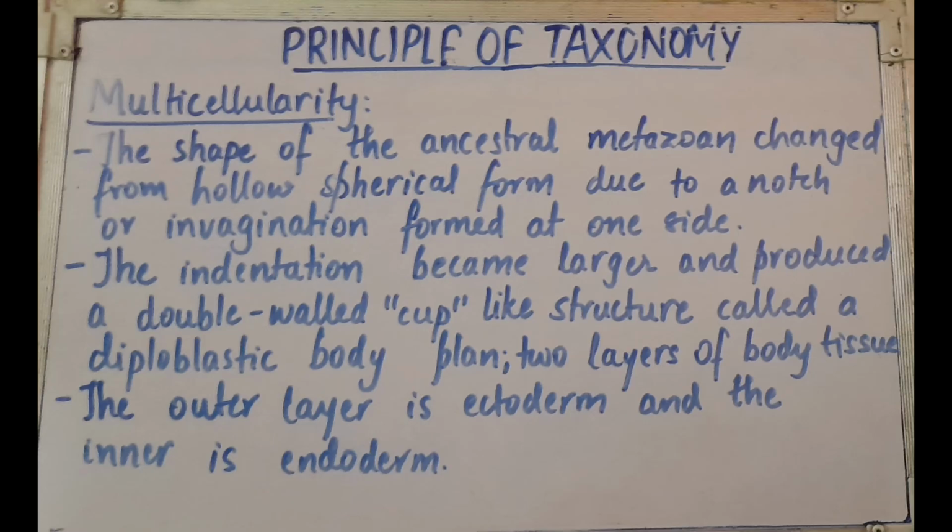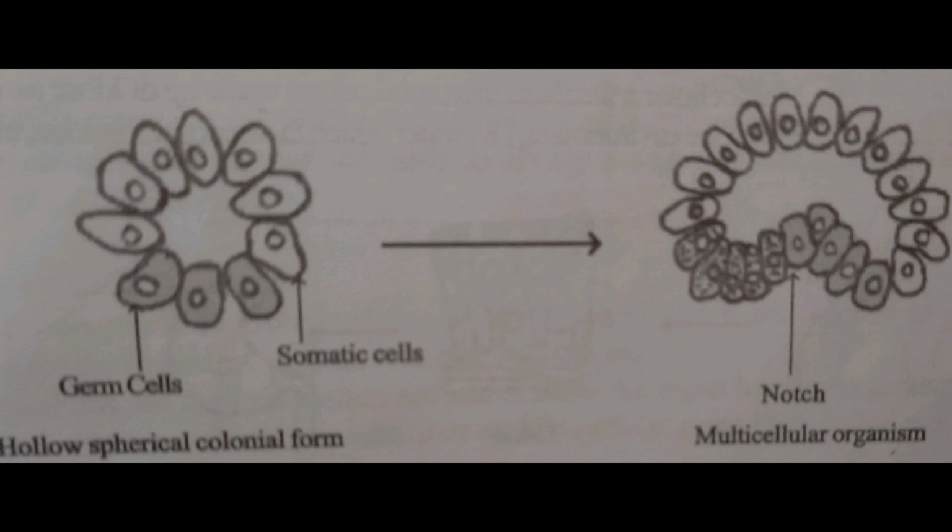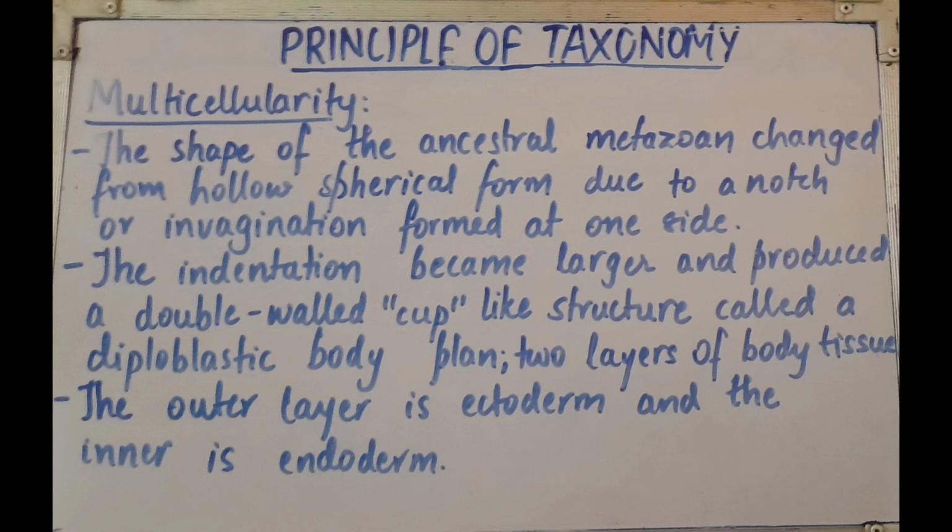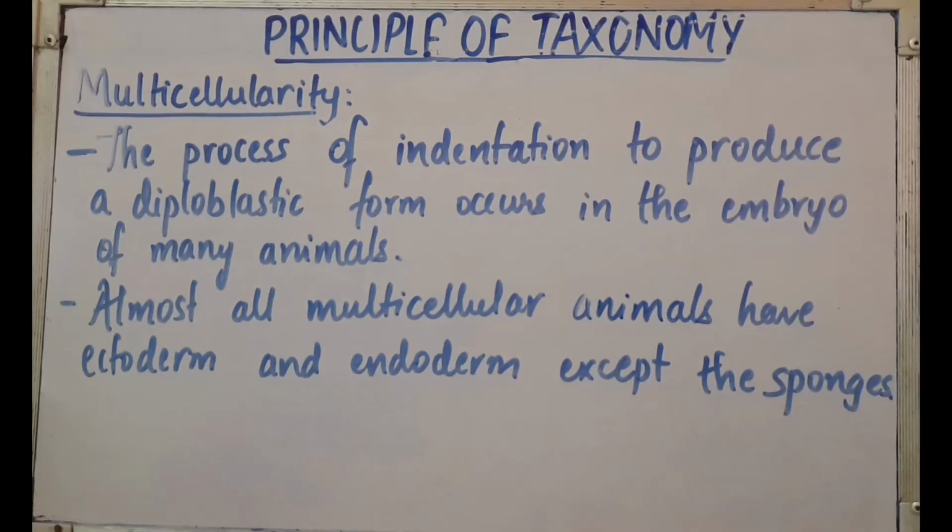The shape of the ancestral metazoan changed from a hollow spherical form due to a notch or invagination formed at one side. The indentation became larger and produced a double-walled cup-like structure called a diploblastic body, that is, two layers of body tissue. The outer layer is ectoderm and the inner is endoderm. The process of indentation to produce a diploblastic form occurs in the embryo of many animals. Almost all multicellular organisms have ectoderm and endoderm except the sponges.